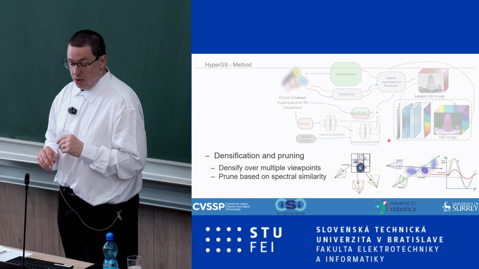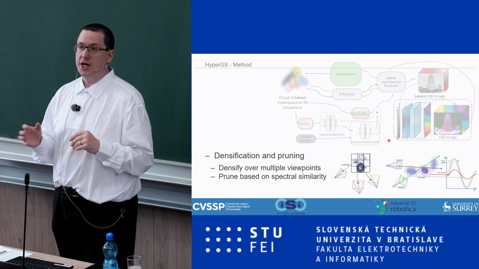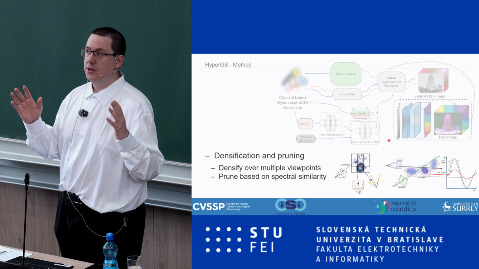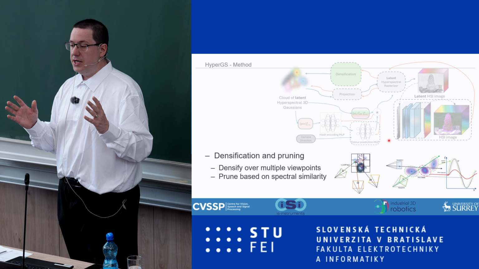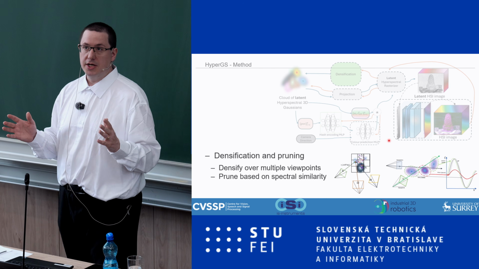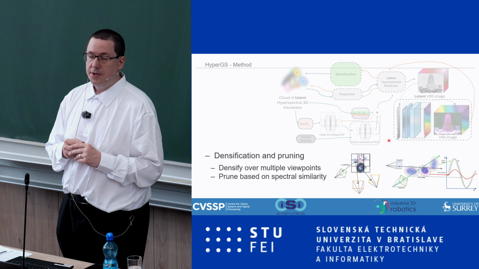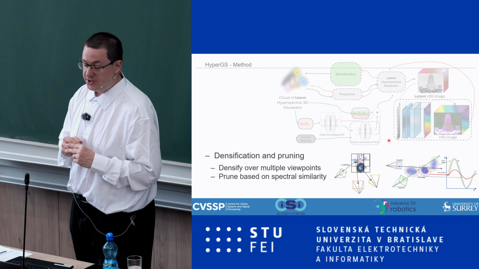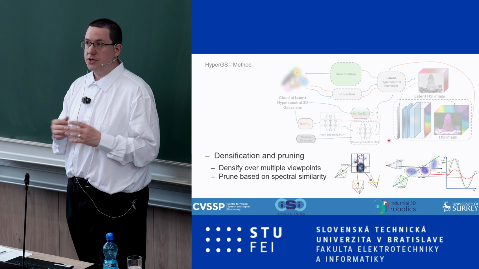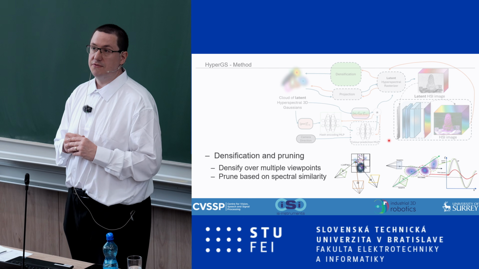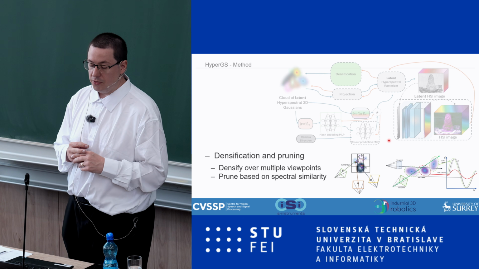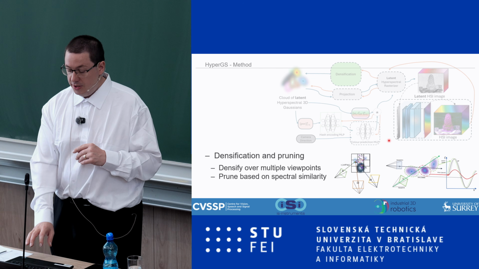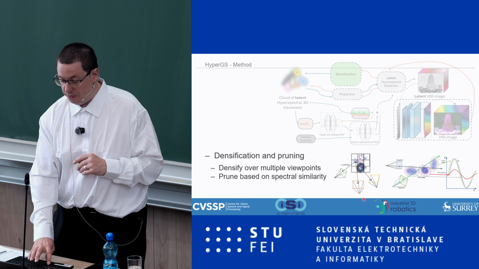The last thing that we had to change was the densification and pruning. Hyperspectral data is very sparse compared to RGB data. It's very noisy, especially when you're working in a latent space. The default 3DGS densification and pruning doesn't actually work very well with that type of data. So we had to make a couple of changes to how it worked.